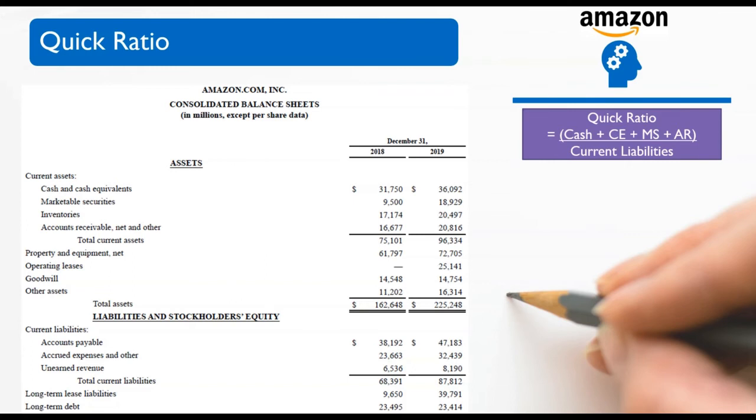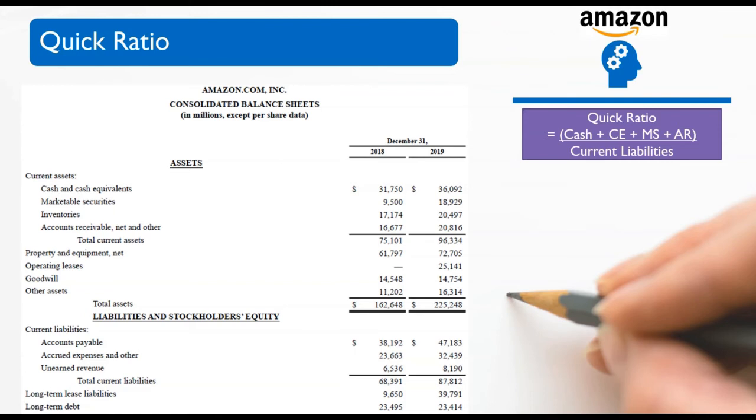The quick ratio tells us the company's ability to pay its current liabilities without needing to sell its inventory. Similar to the cash ratio, the quick ratio is a more conservative metric than the current ratio since it excludes inventory. The key point here is that a higher quick ratio means that the company is financially stronger and more liquid. So how is this ratio calculated?